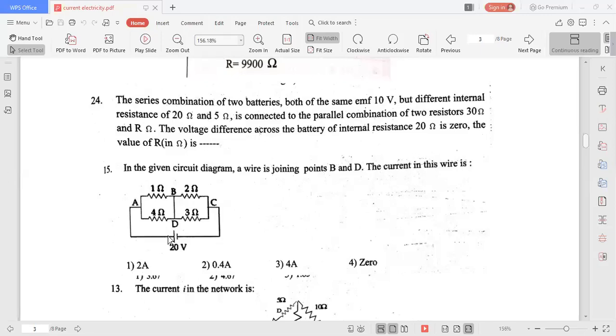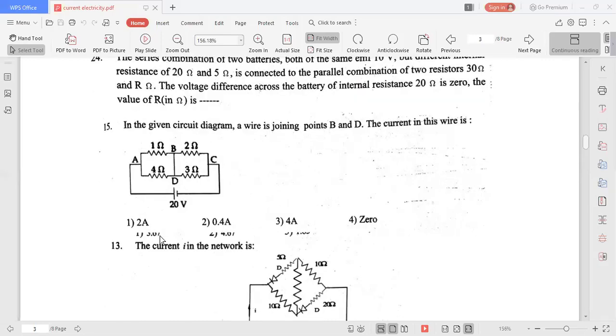Next, you see the 15th problem. That model is very, very important. All of you read the 15th problem. In the given circuit diagram, a wire is joining the 2 points B and D. Then what is the current passing through B and D? That is the question they asked.